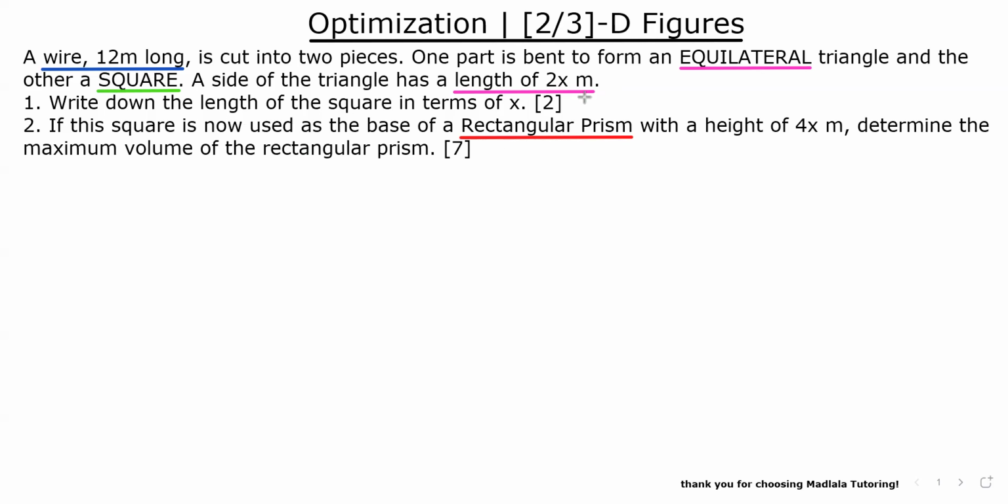So the first thing they're asking from you is to write down the length of the square in terms of x. And then secondly, they say, if this square is now used as the base of a rectangular prism with a height of 4x meters, please determine the maximum volume of this rectangular prism. And it's very important to underline the phrase maximum volume as well.